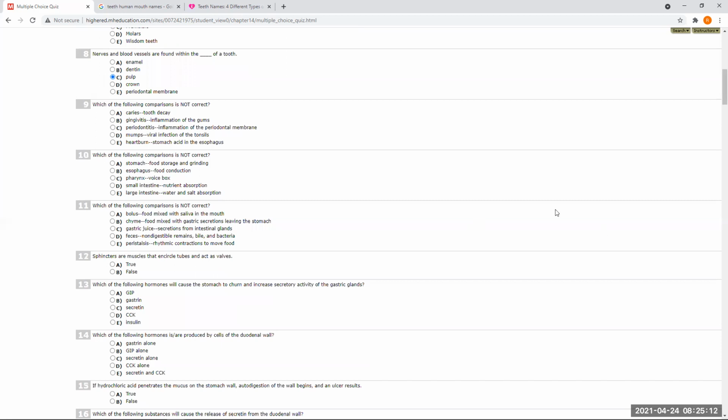So D. All right, so number 9, somebody says D. Mumps is a viral infection of the tonsils. When your tonsils get infected, what is it called? What itis is it called? Tonsillitis.